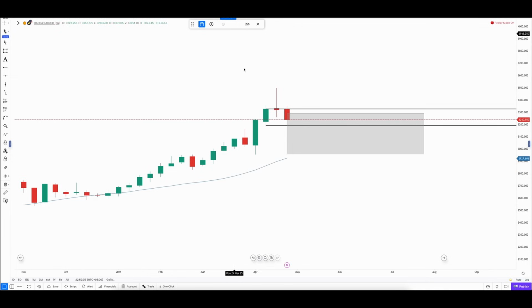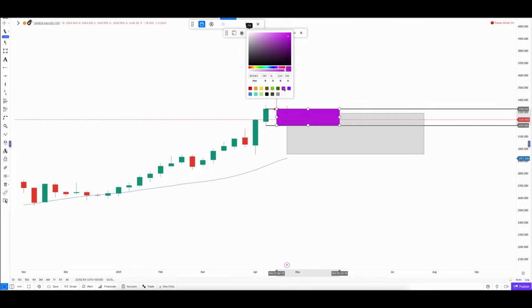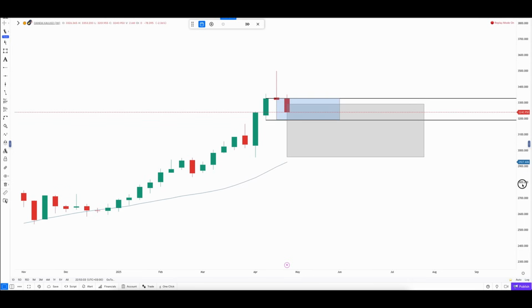So after you've done that, you're going to get another box, another rectangle, and then you're going to pull this in front, like this, to cover at least some space so that you can trade this on a lower time frame like this. And then you're going to change this color to purple, or let's use blue, and make it light like this. That is how you mark on the weekly chart.